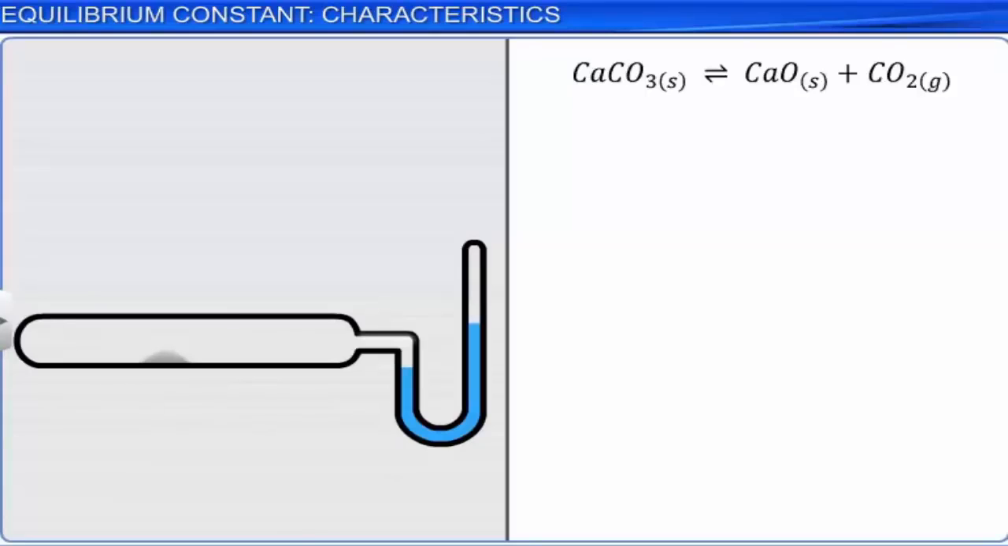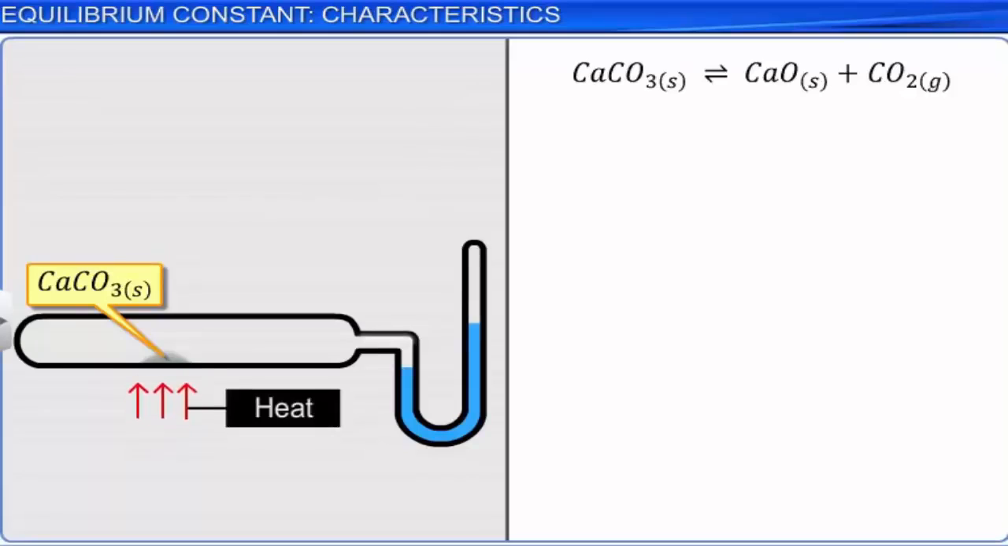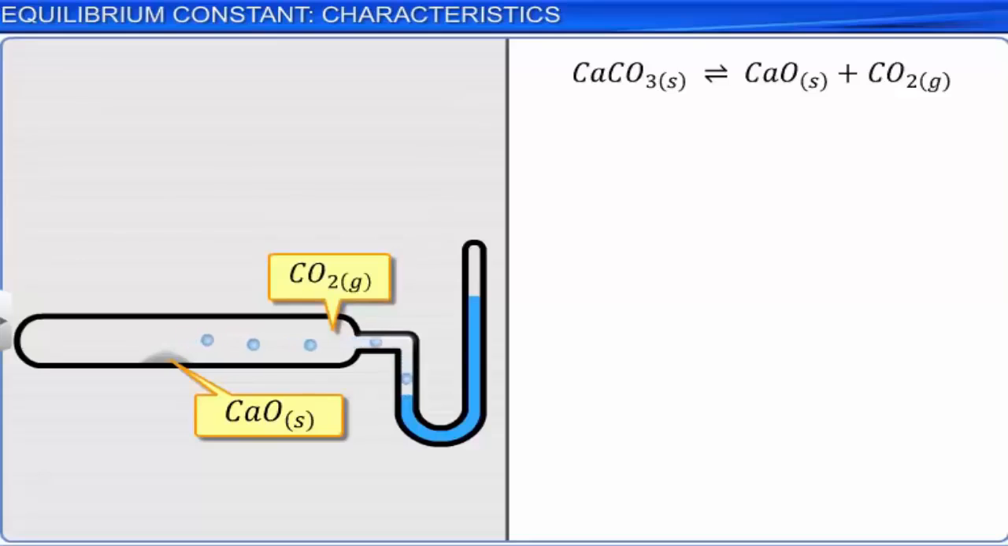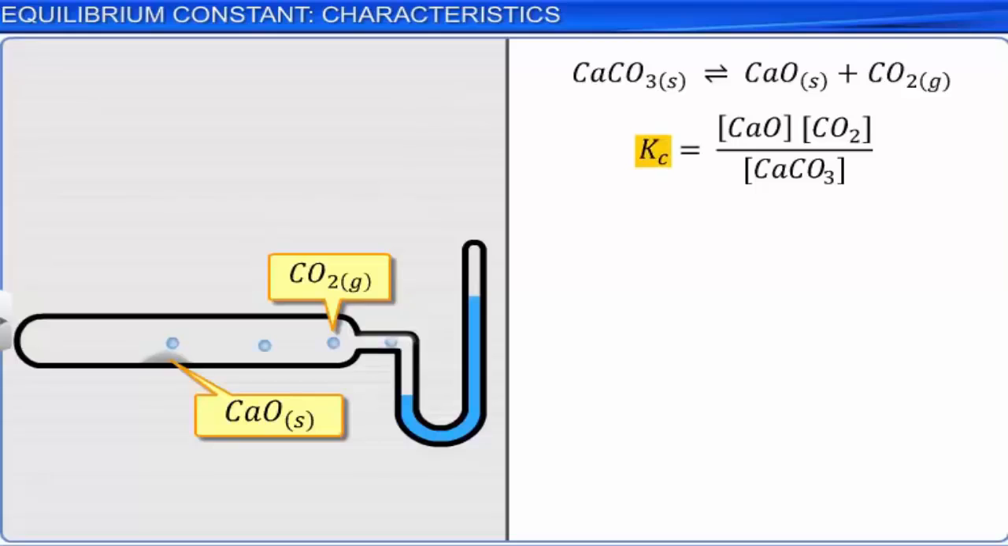Consider the thermal decomposition of calcium carbonate in a closed vessel. Solid calcium carbonate decomposes on heating into solid calcium oxide and gaseous carbon dioxide. The equilibrium constant for this reaction can be written as Kc is equal to the product of the concentrations of calcium oxide and carbon dioxide divided by concentration of calcium carbonate. Since calcium carbonate and calcium oxide are solids, their concentrations remain constant, and hence their concentration terms in the expression for equilibrium constant can be ignored.